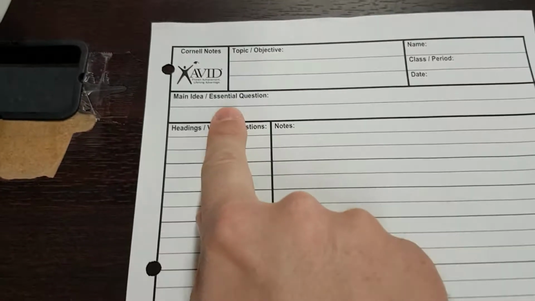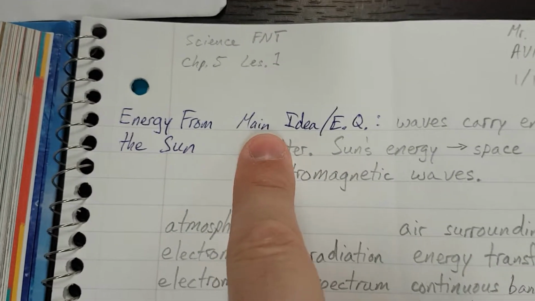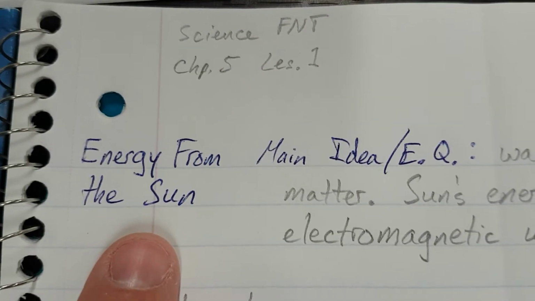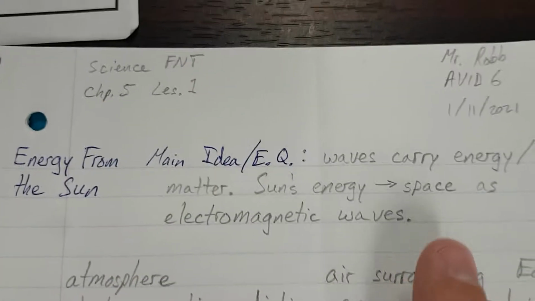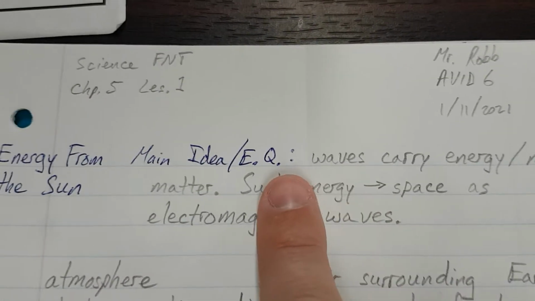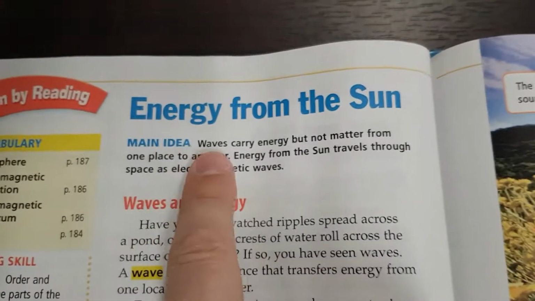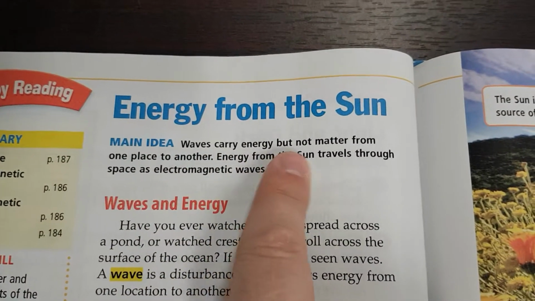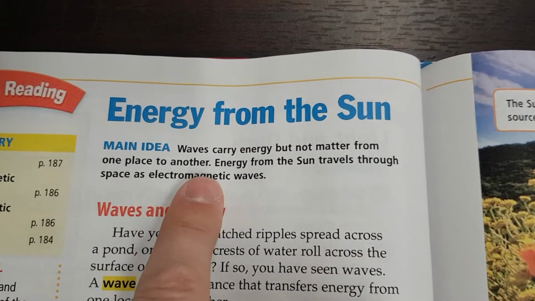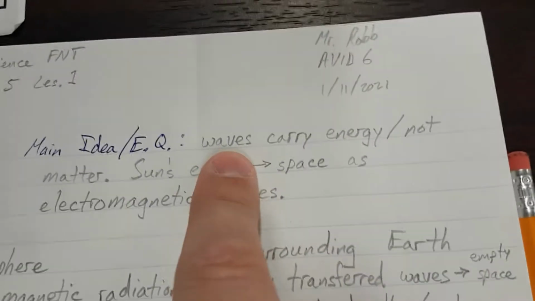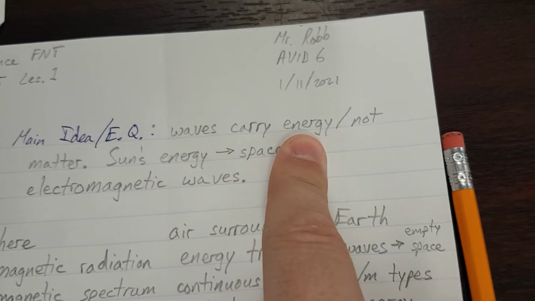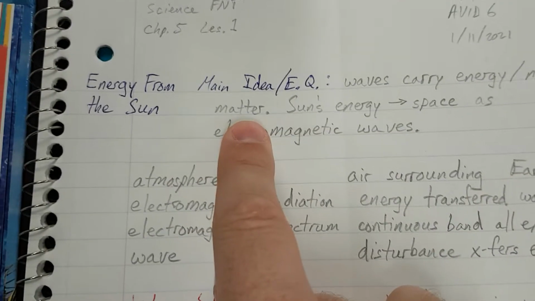Okay, and then for the main idea essential question, we put that slightly over here. The title of this lesson is Energy from the Sun. Let's go ahead and read the main idea from the book. Waves carry energy, but not matter, from one place to another. So, waves carry energy, not matter.